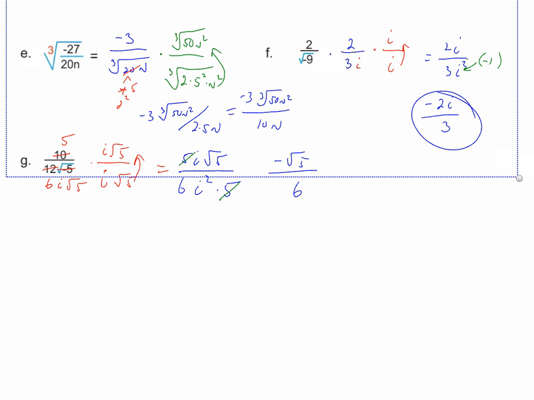Because again, the i squared is negative 1. And I'm missing my i. Thank you. No Kool-Aid for you. Negative i times the square root of 5 over 6. Gotta be thinking.